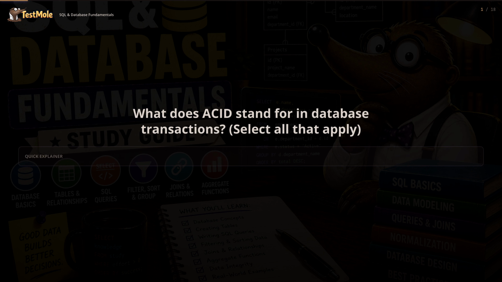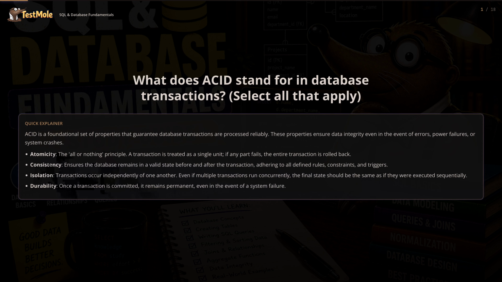What does ACID stand for in database transactions? Select all that apply. ACID is a foundational set of properties that guarantee database transactions are processed reliably. These properties ensure data integrity even in the event of errors, power failures, or system crashes. Atomicity, the all-or-nothing principle. A transaction is treated as a single unit. If any part fails, the entire transaction is rolled back.